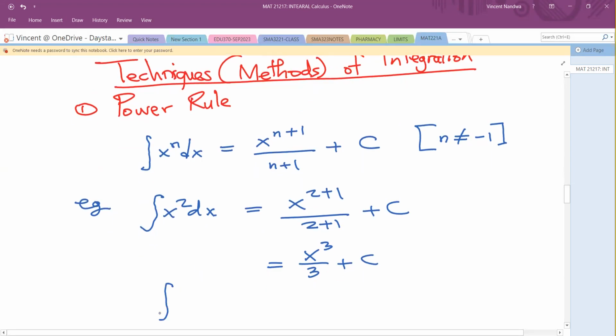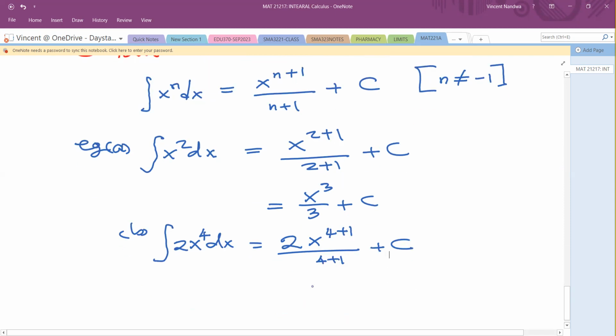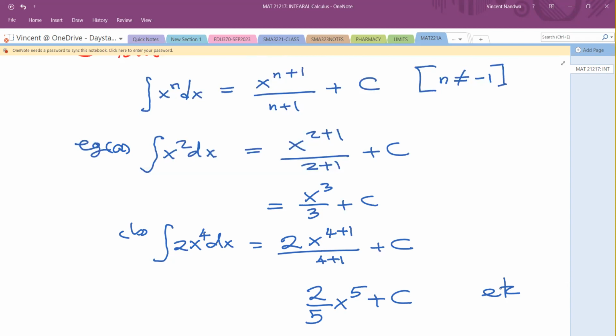Another example, if you are given the integral of, say, 2x power 4 dx, then to carry this out, we'll have 2x raised to the power 4 plus 1 divided by the new power 4 plus 1, then plus c. And so this will give us 2 over 5 x power 5, then plus c. So if you are dealing with functions of the form x power n, to integrate them, provided n is not -1, you simply add 1 to the power, then divide the expression by the new power, and then remember to add the constant of integration.